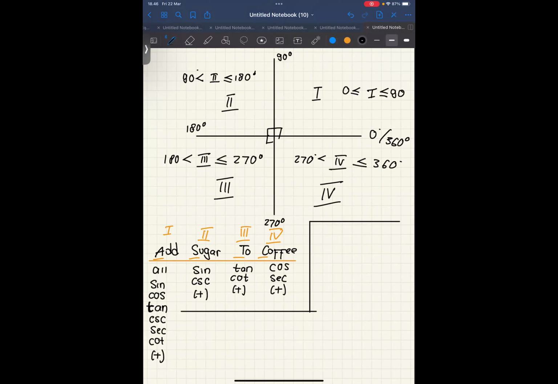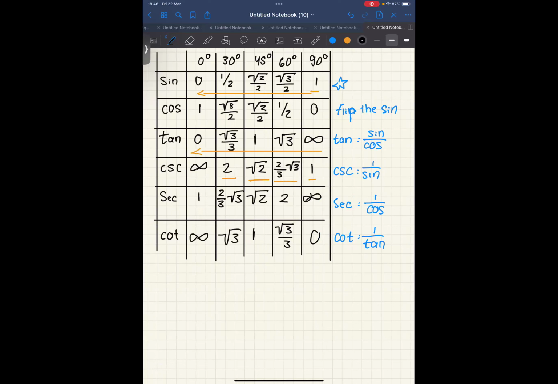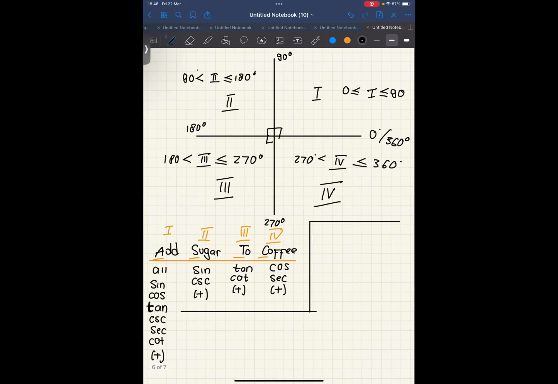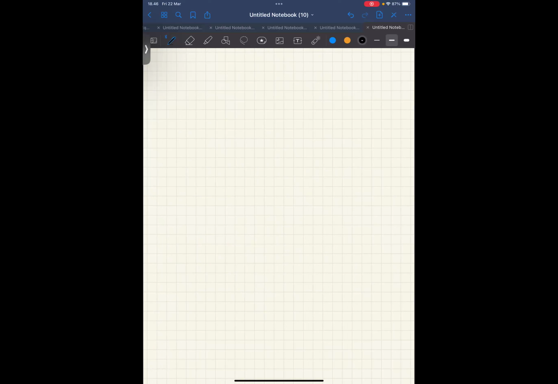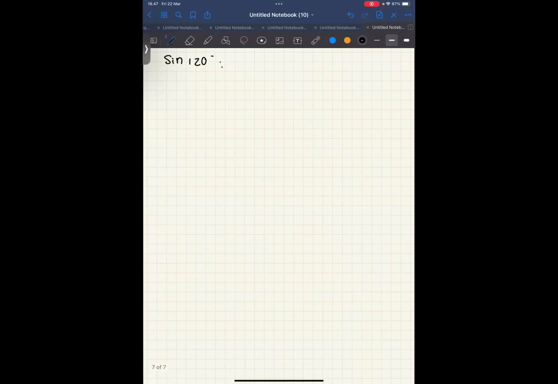So if we are trying to find a number, maybe we have here the special angles, right? Sine 30 degrees is half. So what if they're over 90 degrees? Let's just say we have sine of 120 degrees. We got this special angle, but it's over 90 degrees. So what is the number that represents sine 120 degrees?